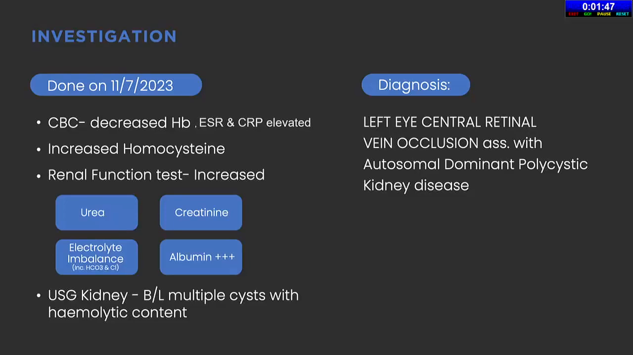Further investigation was done. Complete blood count showed decreased hemoglobin, ESR and CRP were elevated, and increased homocysteine level was noted and she was referred to a physician. The renal function test showed increased urea and creatinine. There was an electrolyte imbalance and albumin traces were found in the urine. Ultrasound kidney showed bilateral multiple cysts with hemorrhagic content. So we came to a diagnosis of left eye central retinal vein occlusion associated with autosomal dominant polycystic kidney disease.